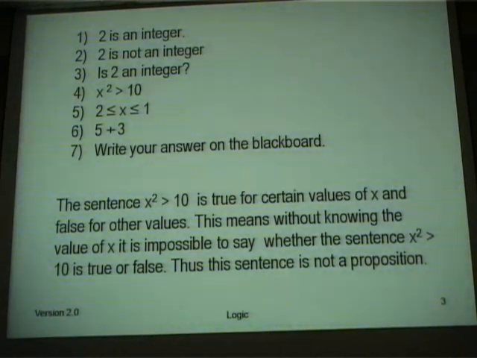Write your answer on the blackboard. It's a command. It's not a statement. So again, there is no point of verifying whether it is true or false. Pointless. So now you know. Now you can confidently determine whether the given sentence is a proposition or not.